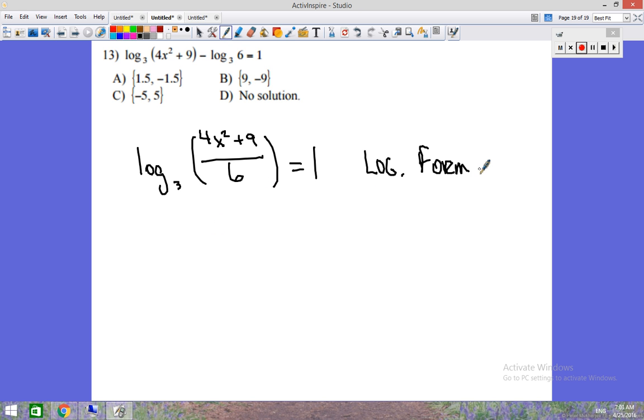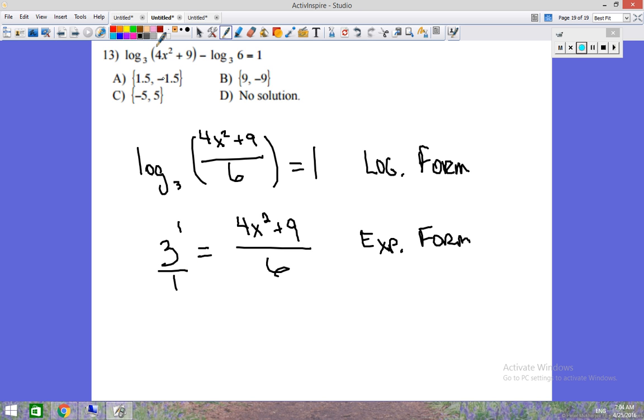Let's change this to an exponential form. The base is 3. This 3 is going to have an exponent, and the logarithm equals the exponent. Alright, so this is exponential form, but the equation itself is referred to as a proportion. We can write 3 as 3 over 1.